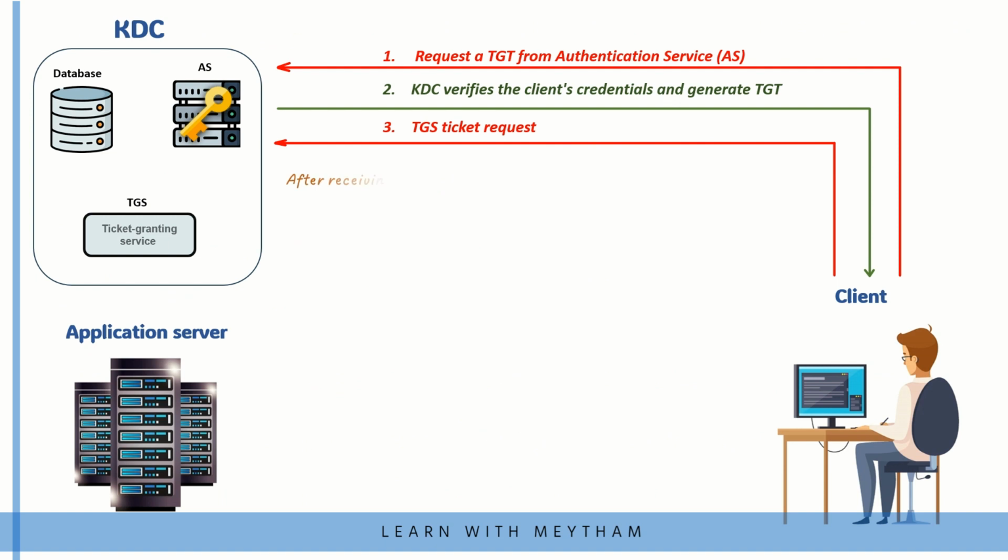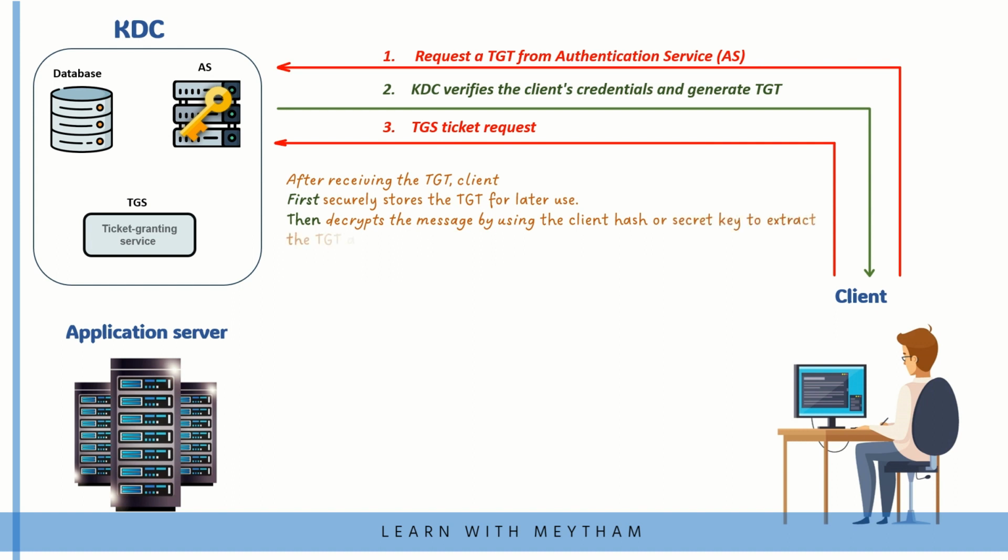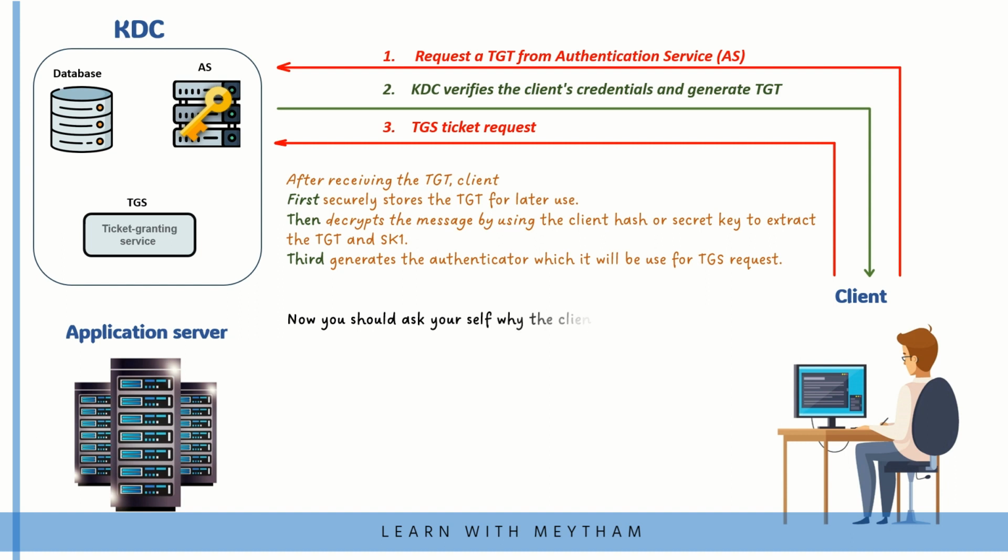After receiving the TGT, the client first securely stores the TGT for later use, and then decrypts the message by using the client hash or secret key to extract the TGT and SK1, and third, generates the authenticator which will be used for the TGS request. Now you should ask yourself, why does the client need to make a TGS request?